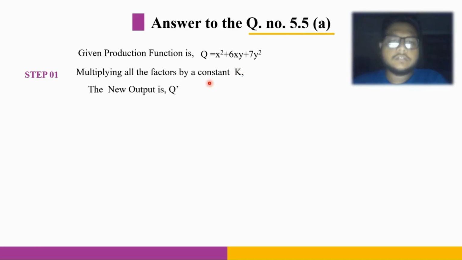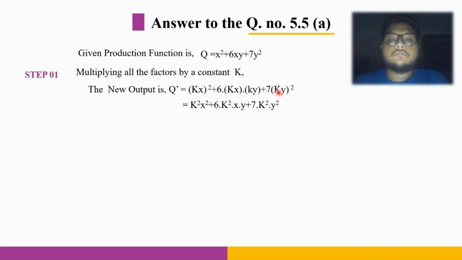For example, we consider that the new output will be q dash. In this scenario, the production function will look like this: k x square plus 6 into kx dot ky plus 7 ky square. If we go on with our calculation and take k square common, we will find x square plus 6xy plus 7y square, a term that is absolutely similar to our initial production function.